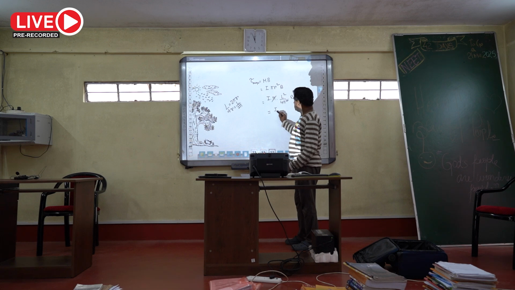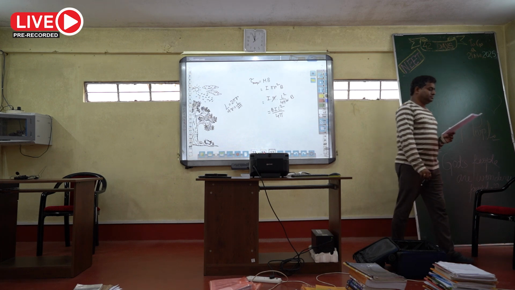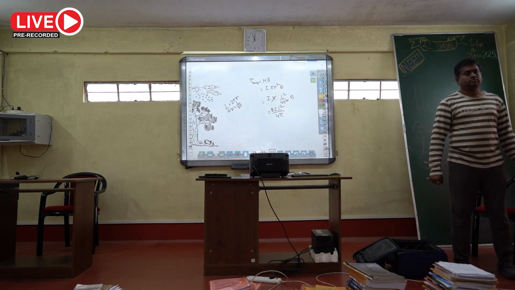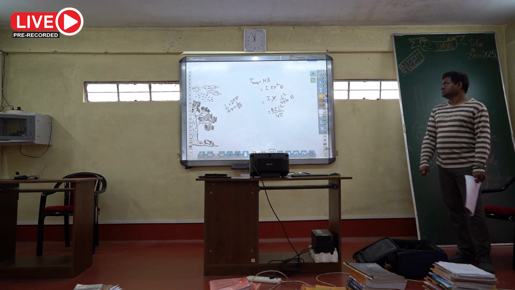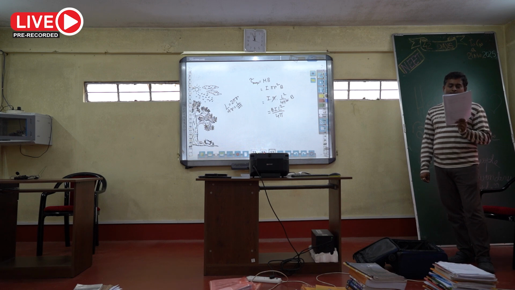So I L square by 4 pi. The circumference is given, that is L.